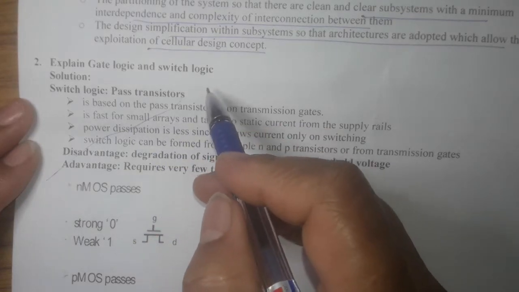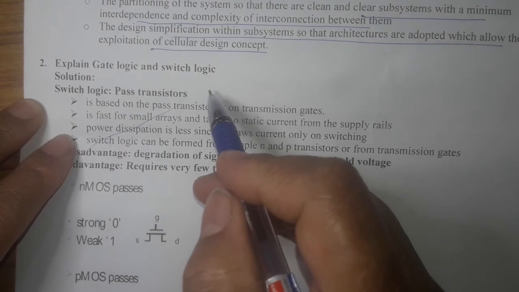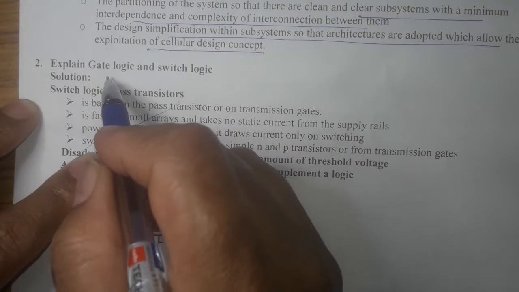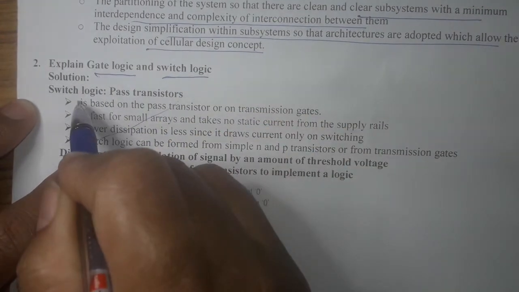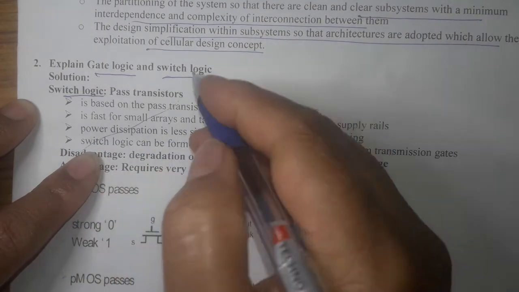Okay, next let us see how are we going to implement the systems or subsystems. What is the basic cell or the leaf cell that can be used to build your system? You have two logics here, one is called the gate logic, another one is called the switch logic. First let us explain what is a switch logic. When I talk about a switch logic, it is your pass transistors.